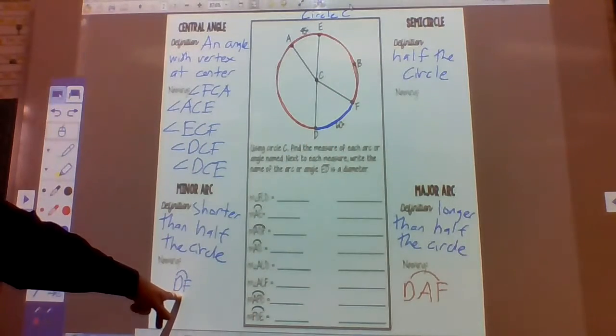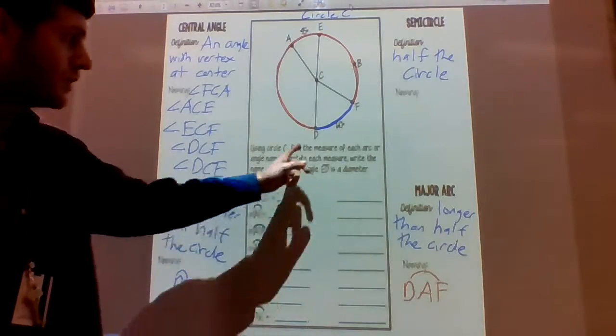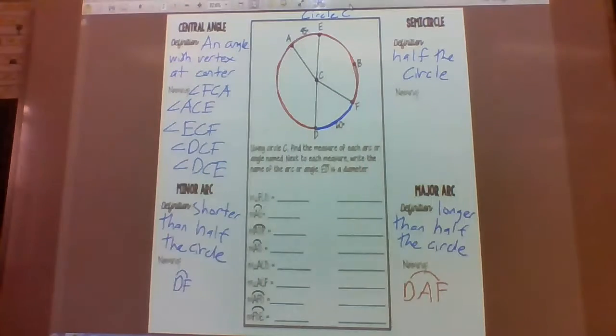Arc DF, written this way, is the minor arc. Minor arc, the shortest distance between them. Major arc, the longer path along the circle.